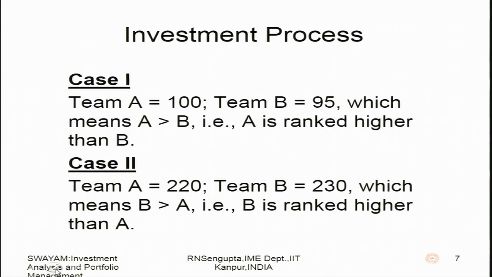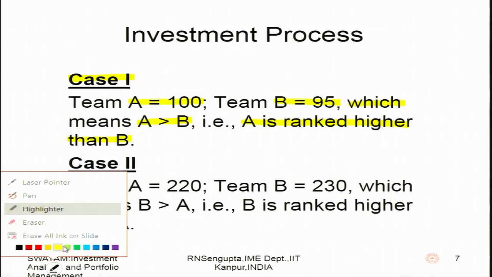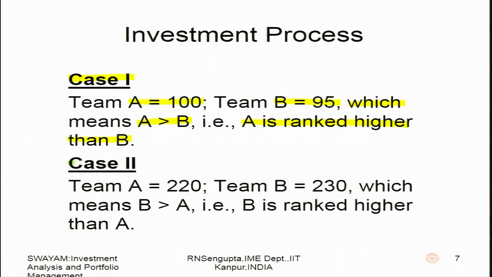So case 1, which I highlight with yellow: A gets 100 while B gets 95. So the end result is A is the winner, A is ranked higher than B. While in case 2, where the ranking system was different based on the points, A gets 220 and B gets 230. So B is ranked higher than A, hence B is the winner.